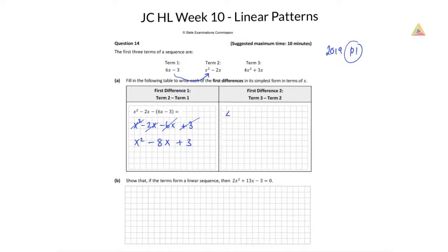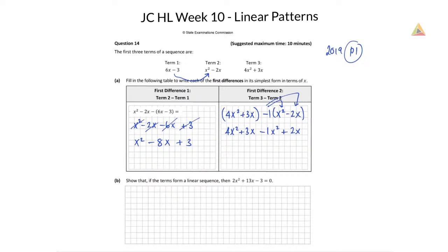So term 3 is 4x squared plus 3x. Take away x squared minus 2x. So we can take the first term out of the brackets because there's nothing in front. So 4x squared plus 3x. And we imagine that this is a minus 1. Minus 1 by x squared is minus 1x squared. Minus 1 by minus 2x gives you a plus 2x.